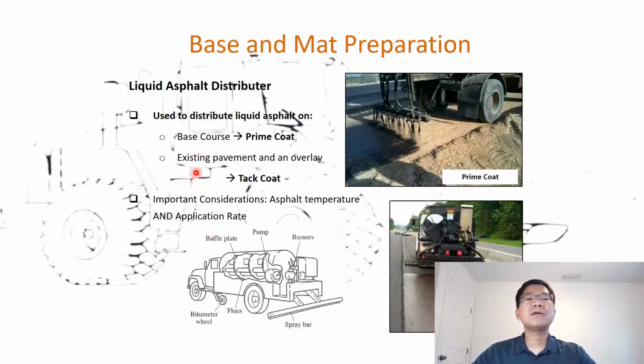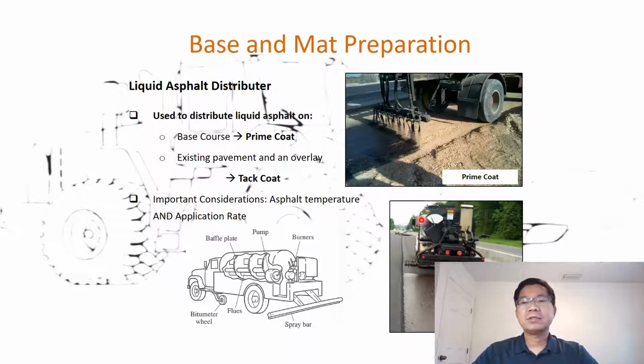As mentioned in the previous slide, we talked about the liquid asphalt distributor, and we use it to distribute the liquid asphalt for two scenarios. The first, you have a base course, basically the soil in here. Before we put the asphalt, which you see at the far end here, we need to have the prime coat, so that there is a bond between the base course and the new layer of asphalt. That is what we are talking about, prime coat.